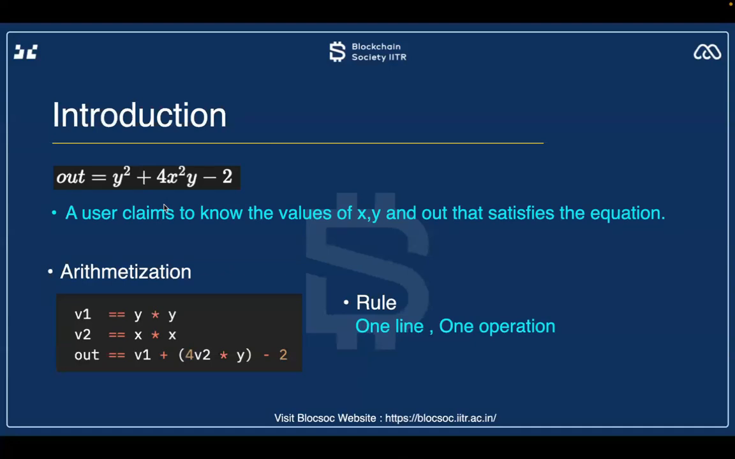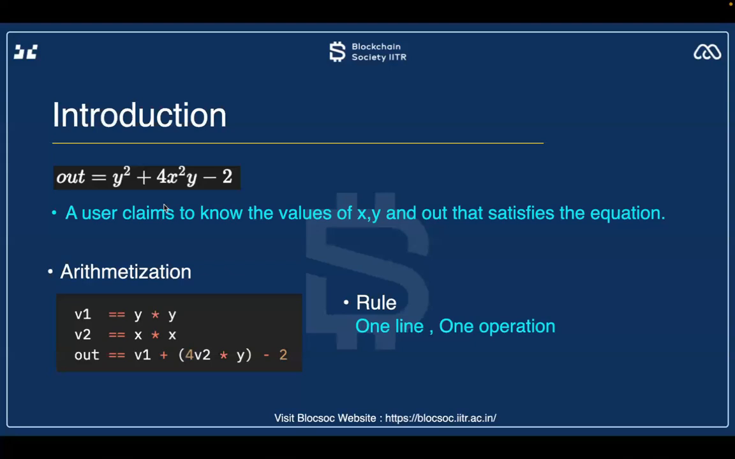Okay, so what's the rule? The rule is simple: one line, one operation. That means in one line you can have at most one non-scalar multiplication. Non-scalar multiplication means the multiplication between two variables. Such as 5 into y is a scalar multiplication. So multiple scalar multiplications can be accommodated in one line, but for a non-scalar you have to take only one line.